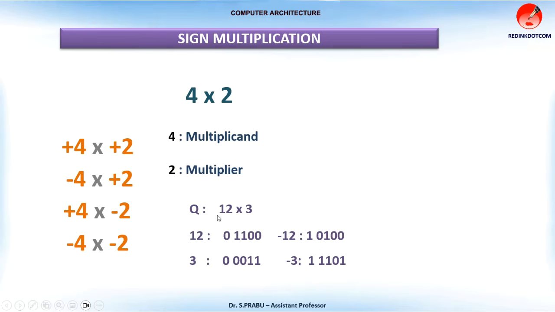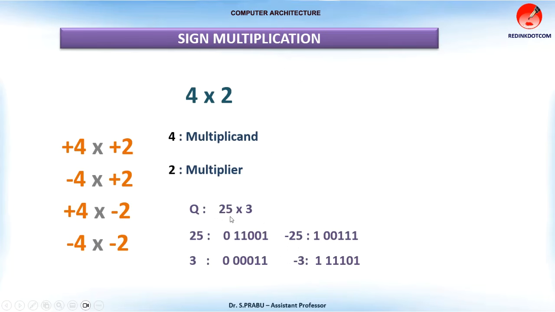Suppose the question asks minus 12 into 3, you can take these two numbers. Suppose the question asks plus 12 into minus 3, you can take these two numbers. Suppose both the numbers are minus, you can take these two numbers. So before going to signed multiplication, you should know how to represent these negative values.